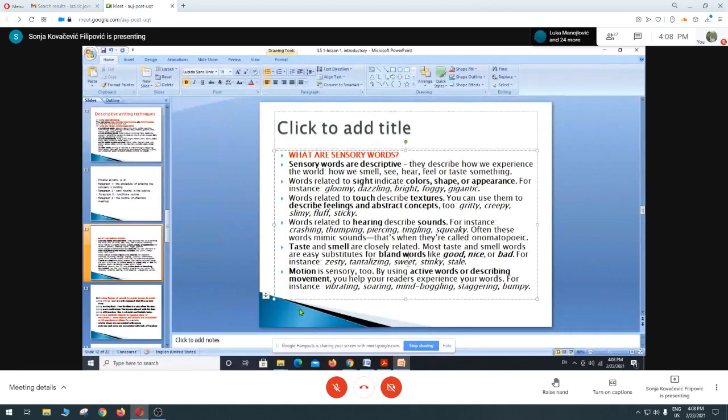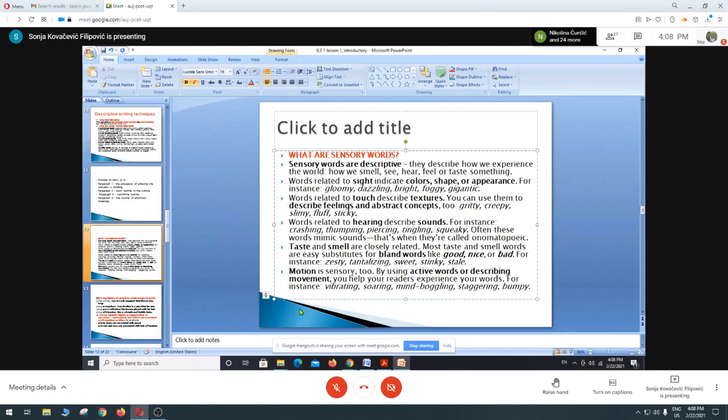Tako su vam i reči ove koje sada slede: good, nice i bad. Those are empty words or bland words we should not use in writing. To smo još prošlom semestru govorili. Znači, reči tipa good, nice, bad, one su relativne. What's nice and good for me might be not nice, good or bad for you. Also words like awesome, stuff, thing, and so on. To su reči koje se izbjegavaju. Instead of good, nice, bad, use zesty, tantalizing, sweet, stinky, stale, whatever.